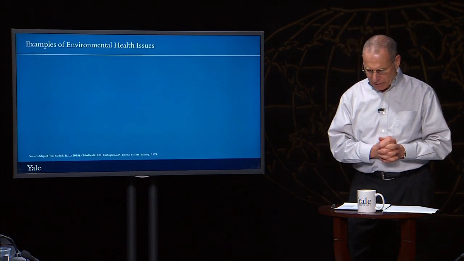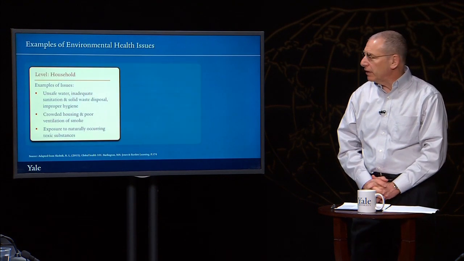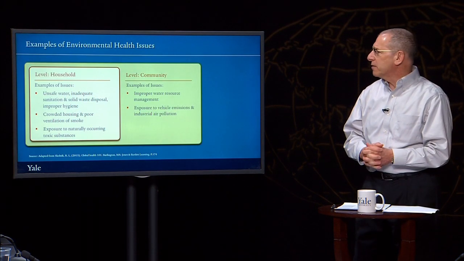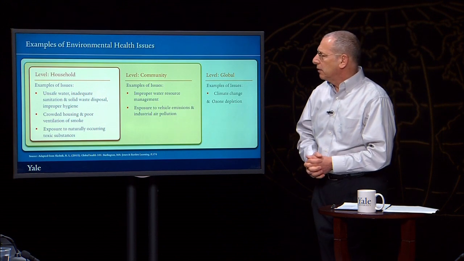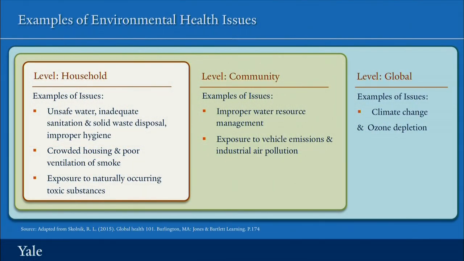Now, some examples of environmental health issues are shown on the next slide, and they're organized in 3 levels. One is the level of the household, the second is the level of the community, and the third refers to global issues. And I want to encourage you to think about environmental health issues in this way because I think it's a useful manner for categorizing them and will help you make your way through the very, very wide range of environmental health issues and problems, even using the definition that we're going to use.